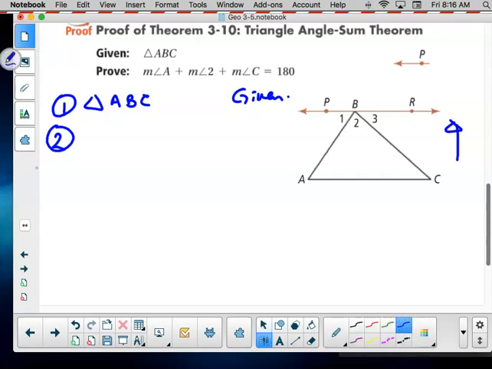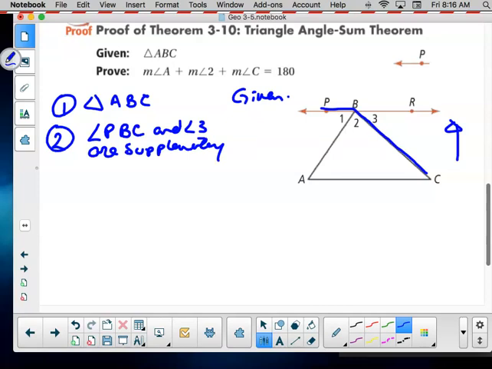One of the things I want to make sure we realize is that the angle addition postulate is about two angles being added together. So I'm going to use the fact that angle PBC and angle 3 are supplementary. I can say that angle PBC and angle 3 are supplementary because angles that form a linear pair are supplementary. So that's the linear pair postulate.